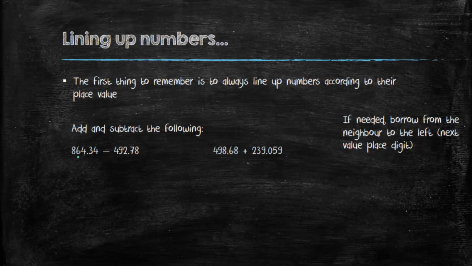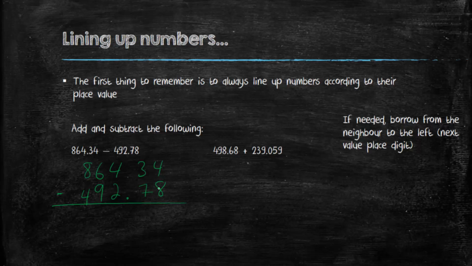So if we're looking at 864.34 minus 492.78, what we want to do is rewrite this and line up the numbers according to their place values. So let's check this out. 864.34 minus 492.78. The 4 goes under the 8, the 9 goes under the 6, and the 2 goes under the 4 because those are the correct place values. Decimal. 7 goes under the 3, and 8 goes under the 4.